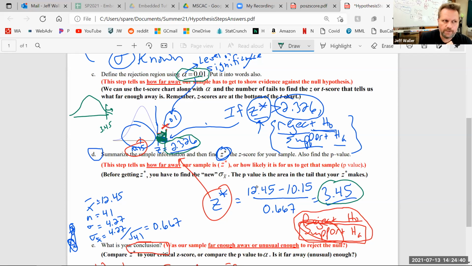Can you look that up on the z-score chart? Could you just repeat that? I'm just taking notes.